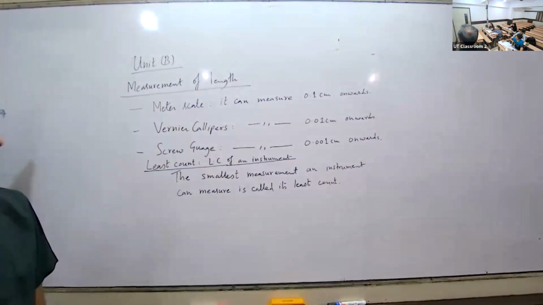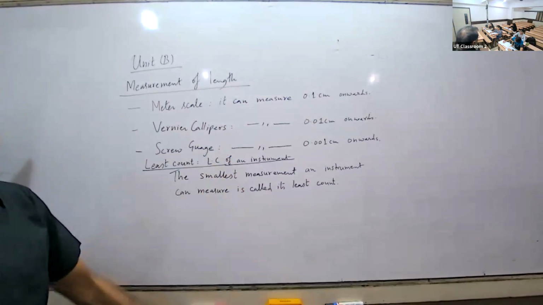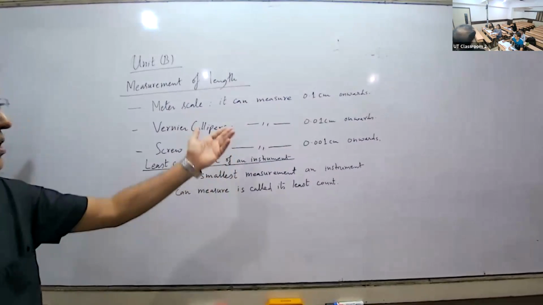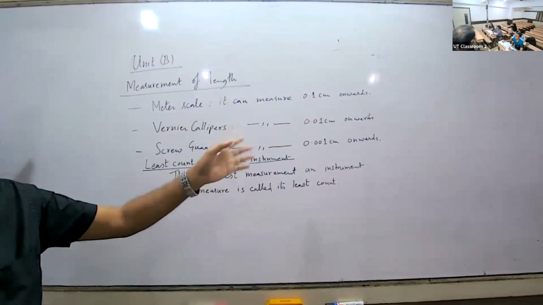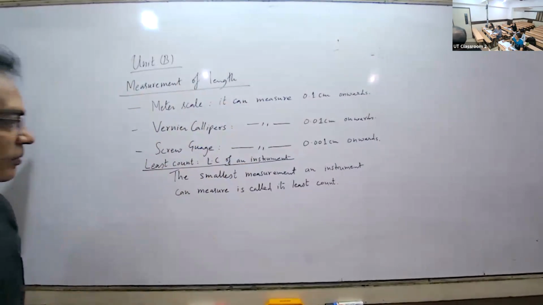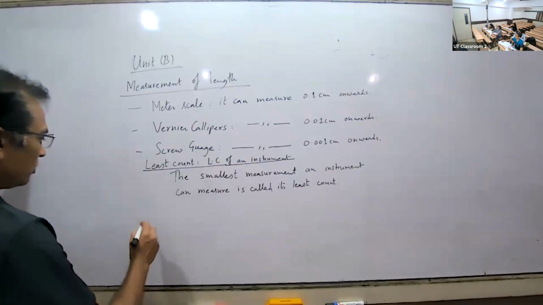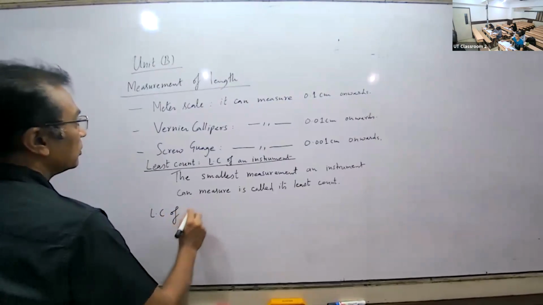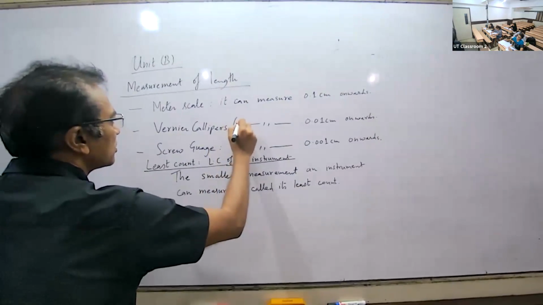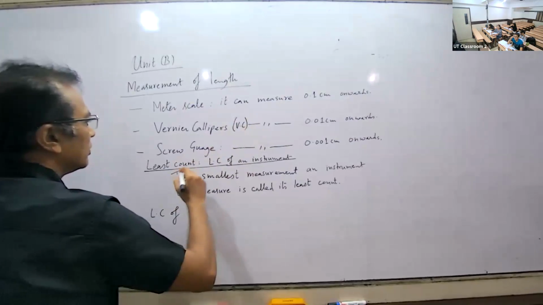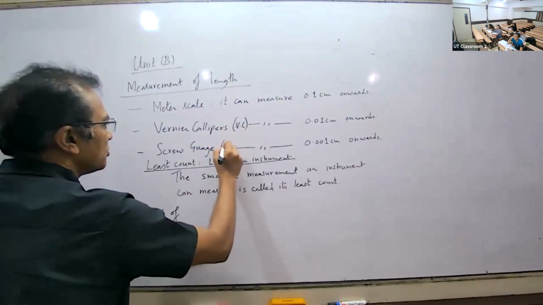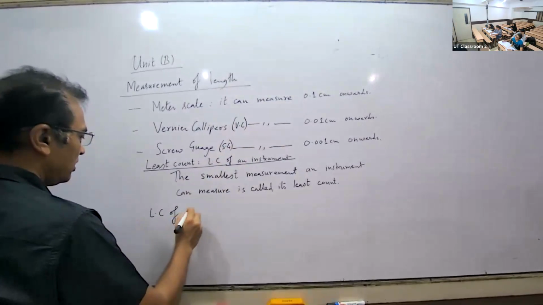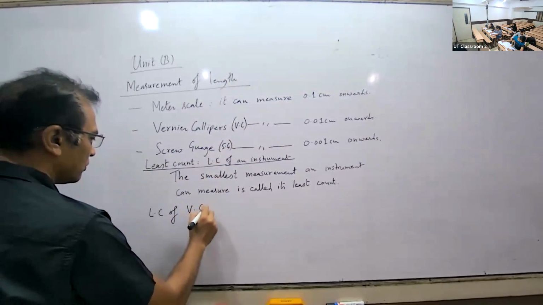Okay. So we need to know how to calculate the least count of an instrument, right? For the meter scale, it is straightforward. 1/10 of a centimeter is 1 millimeter, right? So let's see how to calculate least count. Vernier calipers, short form VC. Screw gauge is SG. So let's find out the least count of vernier calipers.